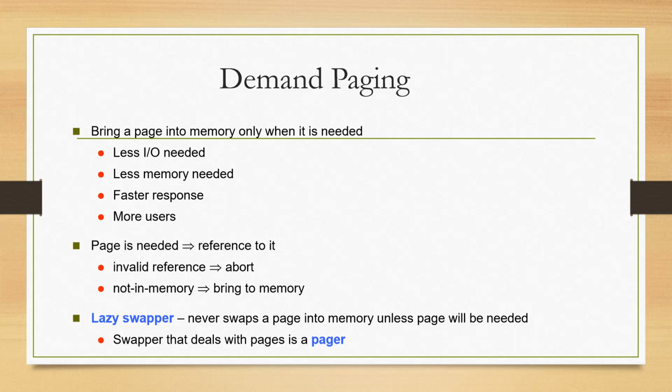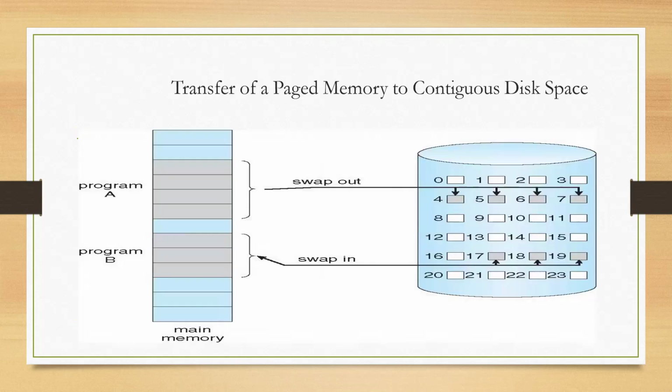The benefits of demand paging are efficient memory usage, since only the necessary pages are loaded, not all the pages; faster program start, since initial load time is reduced; and support for larger programs. A program can run even if the total memory required exceeds the available RAM.